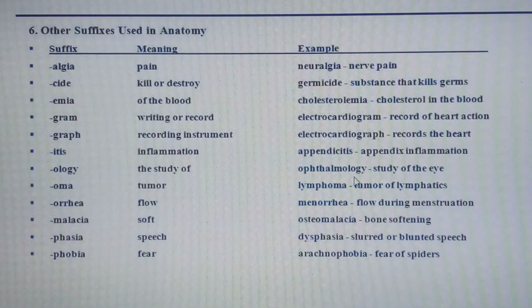Ophthalmology, studying the eye. Appendicitis, inflammation of the appendix. Electrocardiograph, studying the heart. Electrocardiogram. All these ones. Cholesterol, a lot of cholesterol in your blood. Germicide. And of course, neuralgia, nostalgia, pain of the bone.